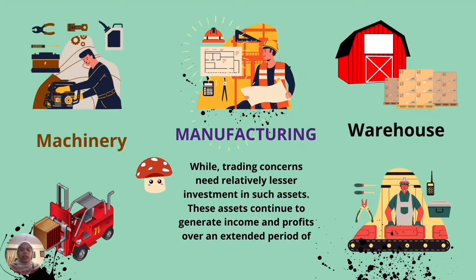The nature of an organization's business directly influences its capital requirements. For example, manufacturing industry requires large investment in plant, machinery, warehouses, and others, while trading concerns need relatively lesser investment in such assets. These assets continue to generate income and profit over an extended period of time.